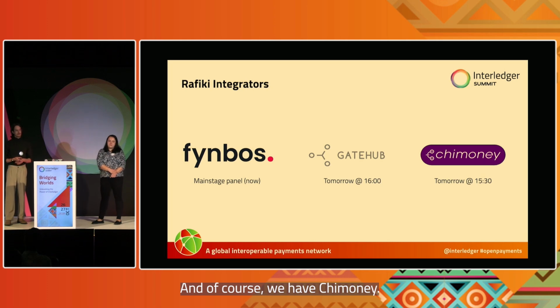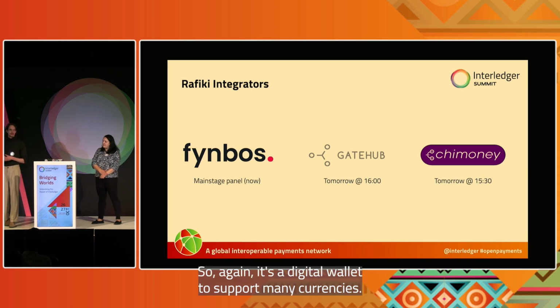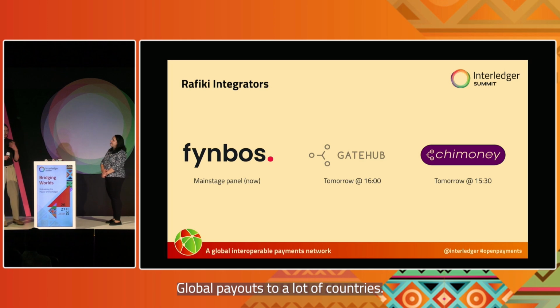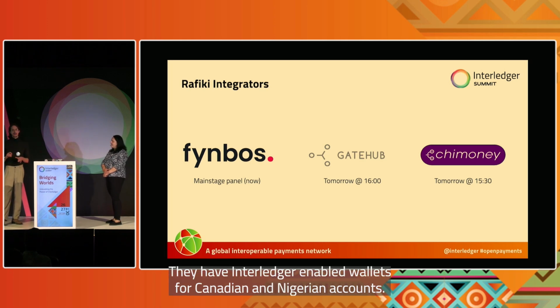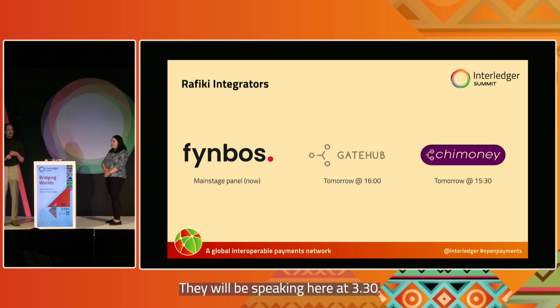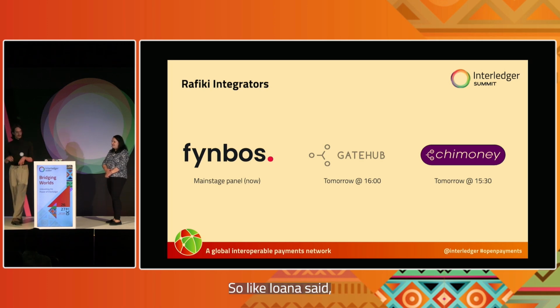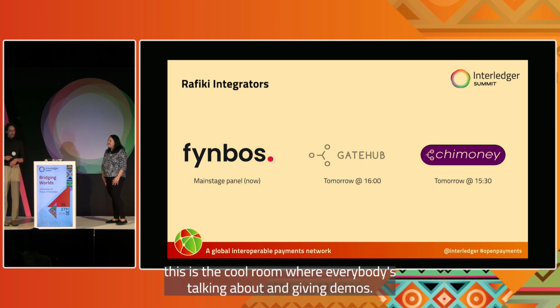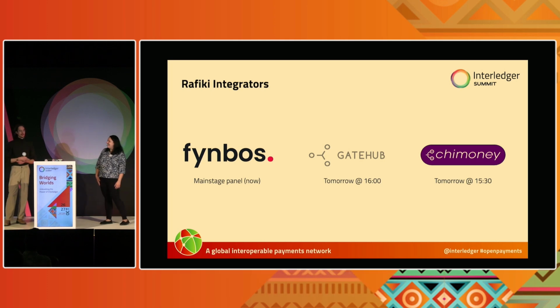And of course, we have Chi-Money. Again, it's a digital wallet. They support many currencies and global payouts to a lot of countries. They have Interledger-enabled wallets for Canadian and Nigerian accounts. They'll be speaking here at 3:30. Like Joanna said, this is the cool room where everybody's talking and giving demos.